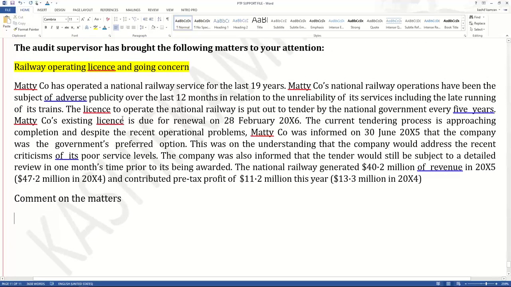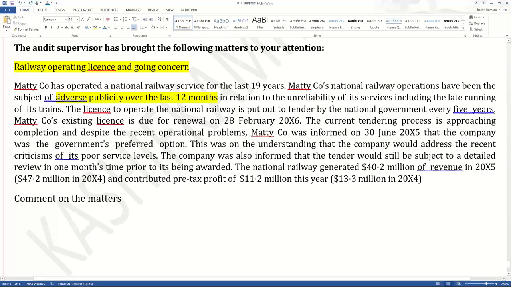Matty Company has operated a national railway service for the last 19 years. Okay. Matty Company's national railway operations have been subject to adverse publicity in the last 12 months. Is that a strange event for the business? They're running a rail service for the last 19 years, but they have been subjected to adverse publicity in the last 12 months. So can adverse publicity bring a doubt on your going concern? Can it affect your reputation? Can it affect your goodwill as a company? So adverse publicity over the last 12 months in relation to unreliability of its services, including the late running of the train.